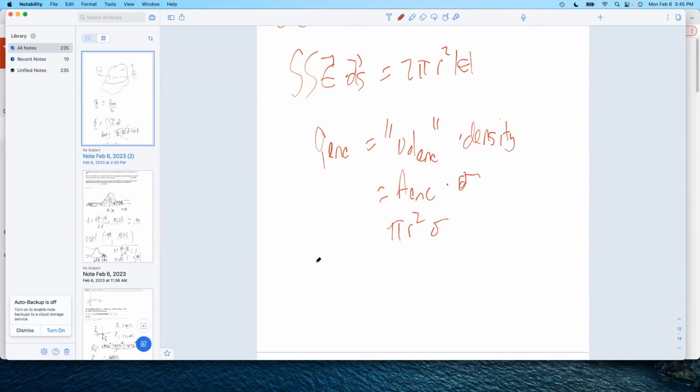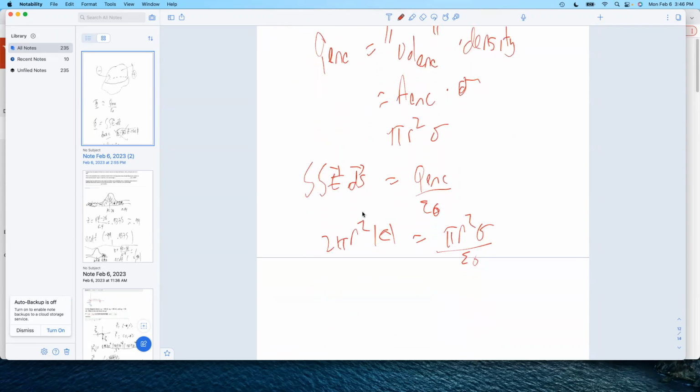So now I put these two together: double integral E dot dS equals Q enclosed over epsilon naught. Don't forget your epsilon naught. I have a habit of leaving that off myself. There's the left side. Here's the right side: Q enclosed, pi r squared sigma, over epsilon naught. Oh, look, the r squareds cancel. The pi's even cancel. Divide the 2 over and you get magnitude of E equals sigma over 2 epsilon naught.